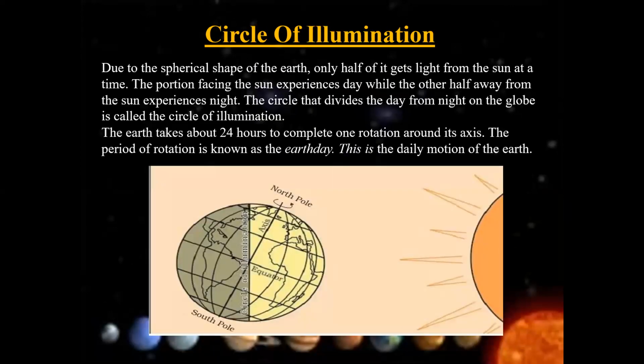Now let us move on to study about the circle of illumination. Due to the spherical shape of the earth, only half of the earth gets the light from the sun at one point of time. The portion which is facing the sun experiences day, while the other half experiences night. The circle that divides the earth into day and night on the globe is known as the circle of illumination. The earth takes 24 hours to complete one spin, one rotation around its axis. The period of rotation is known as the Earth's day, and this is the daily motion of the Earth.